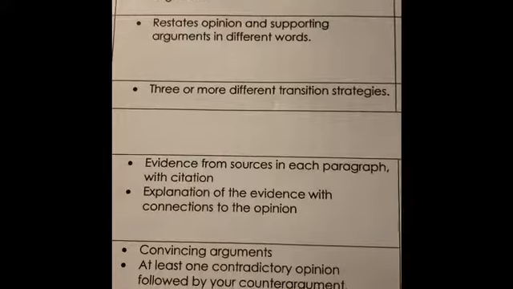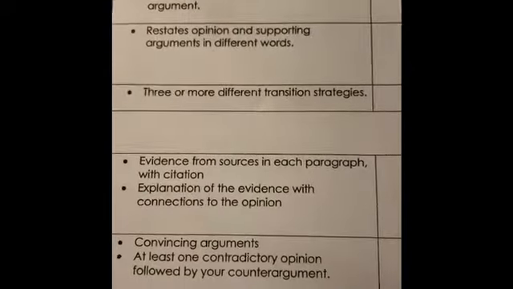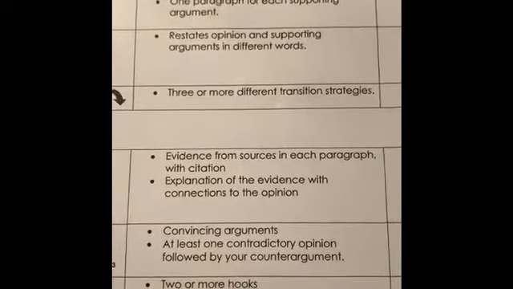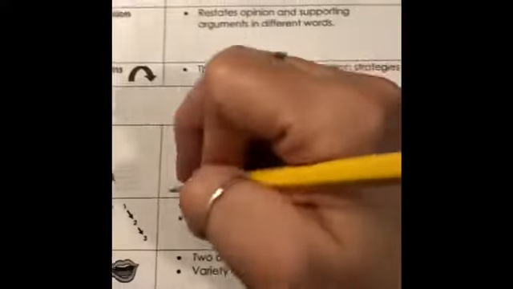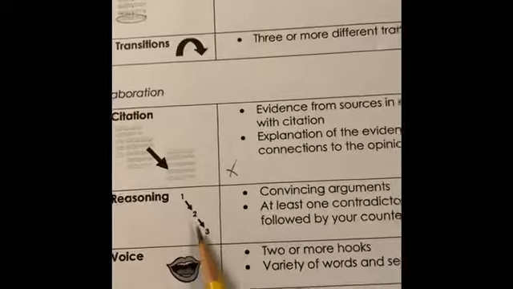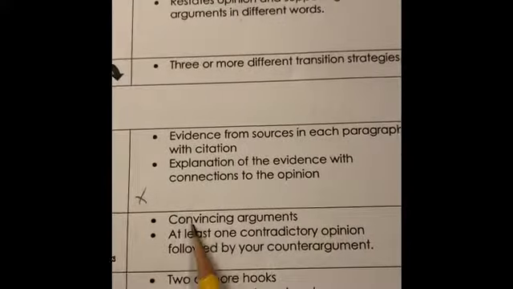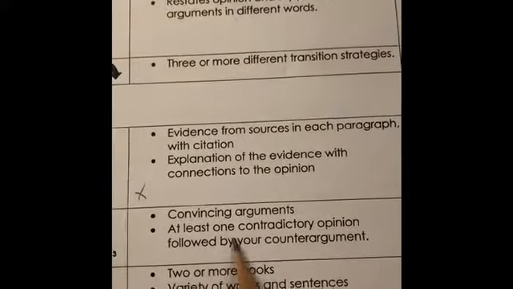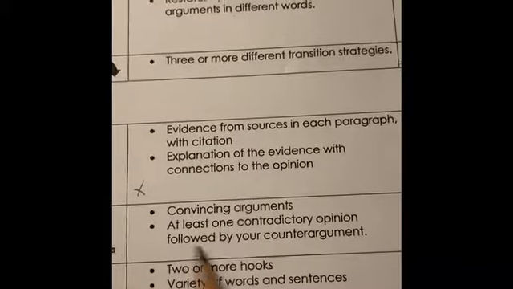Don't draw an X through it because you will need it later on next week. But for this week, for your published paper, I'm just going to put a little X right there to know that I'm not going to need that this week. Now, reasoning. See how they have it? 1, 2, 3. Reasoning is convincing arguments, at least 1 contradictory opinion followed by your counter argument.